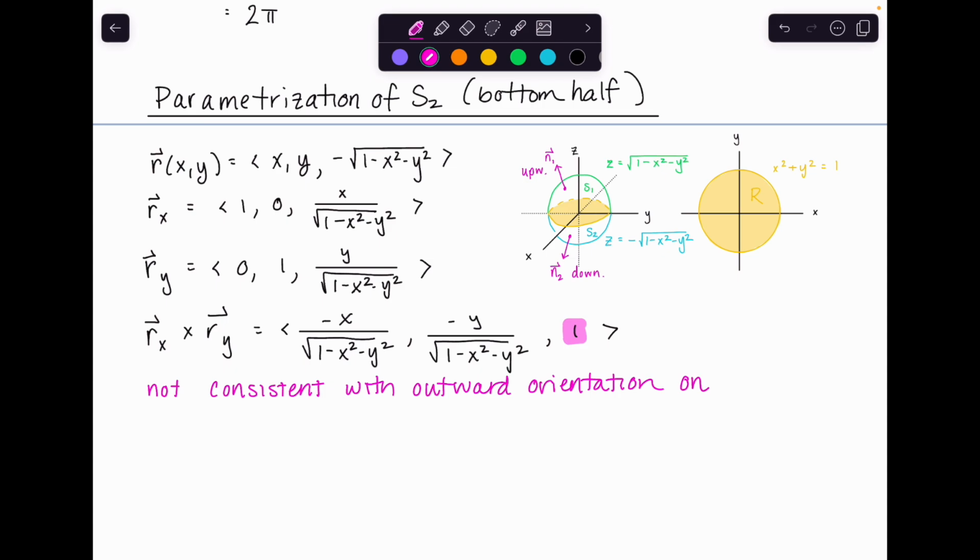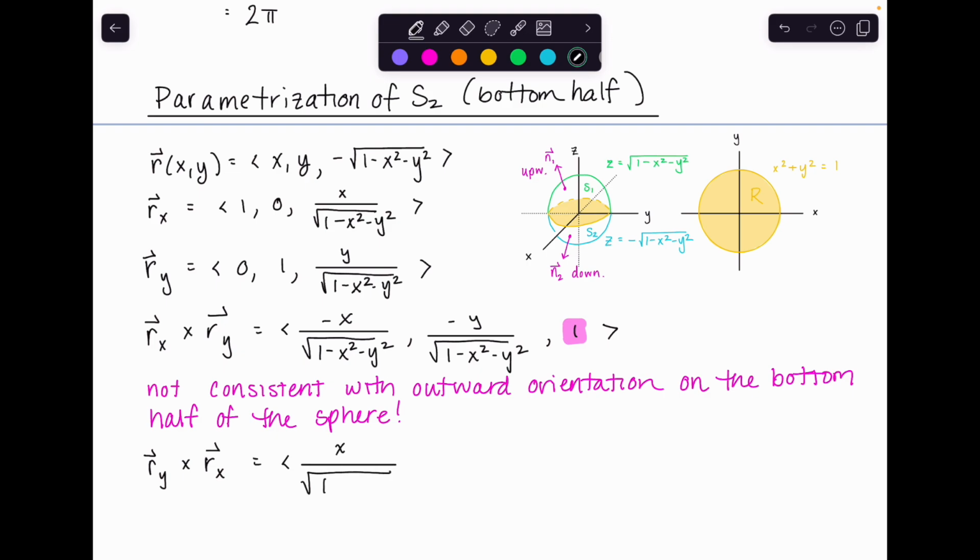On the bottom half of the sphere. But that's okay. We don't need to do any extra work. All it means is we would find the other cross product, but all that does is negate each component. So now this becomes positive x, positive y, and then negative 1. So now it matches the downward orientation. So this is consistent now. Okay.